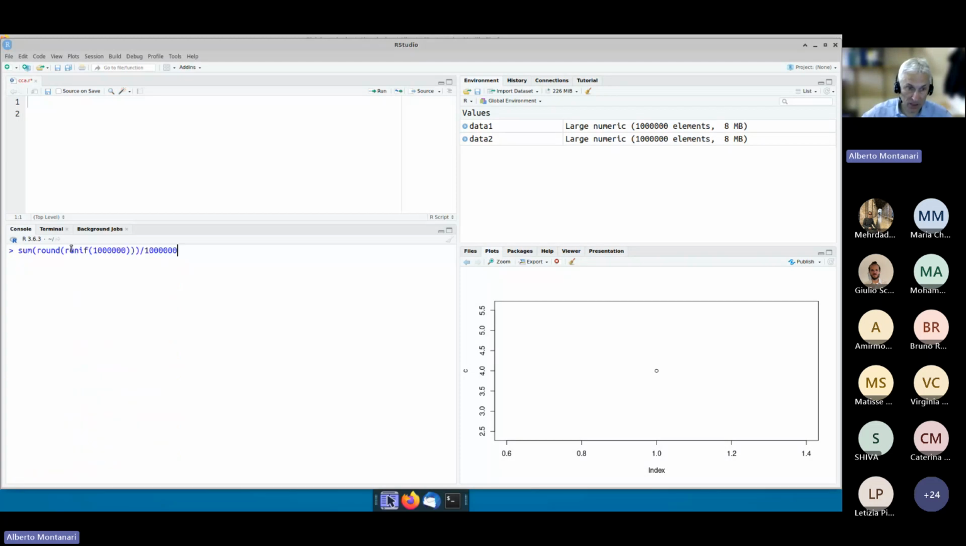Let me try to make an experiment by 1 billion. It takes some time, of course, because 1 billion numbers. This would be impossible to be made in Excel. I hope that it doesn't saturate the memory of the PC, but what I am expecting as a result is that it is close to 0.5.